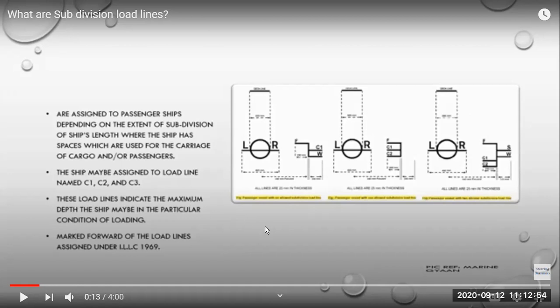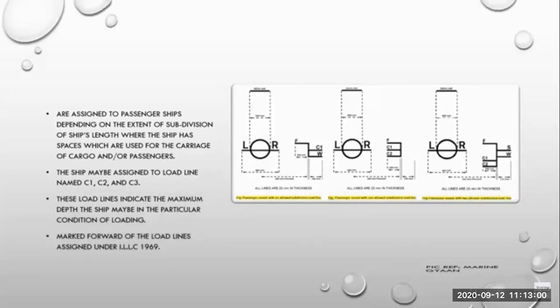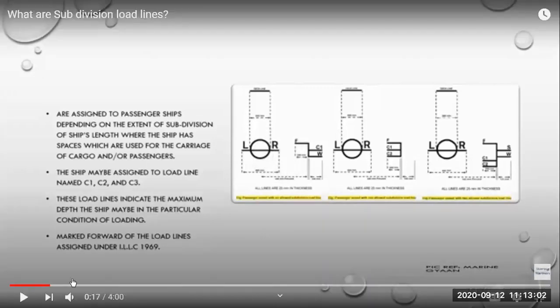These types of load lines are assigned to passenger ships which have these different cargo carrying subdivisions. So as per the extent of the subdivisions and the length, we will have different load lines. The first one you have is only C1, below fresh water. So this is a maximum level. If you're carrying cargo, this passenger ship can go as per the subdivisions.